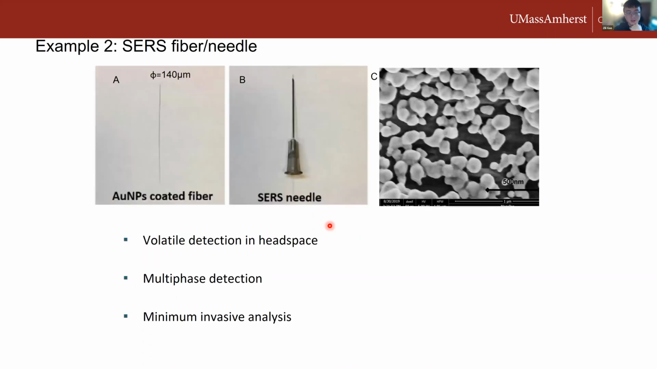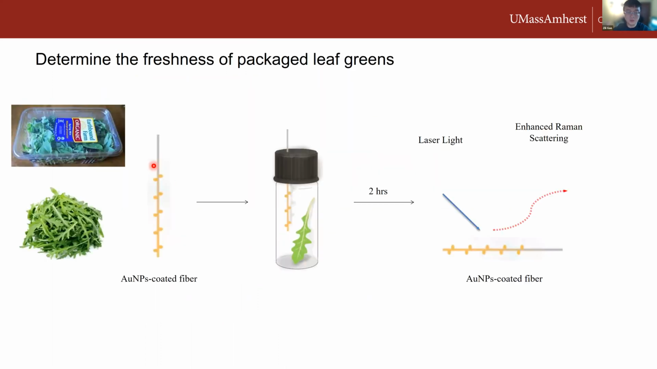And besides mirror itself, we also generate some fiber-based substrate. This is commercially available stainless steel, in fiber form. We coat gold on the surface of this fiber, and you can use this fiber to detect the volatile compound in the headspace. This is very similar to the GC process. And here is one result.